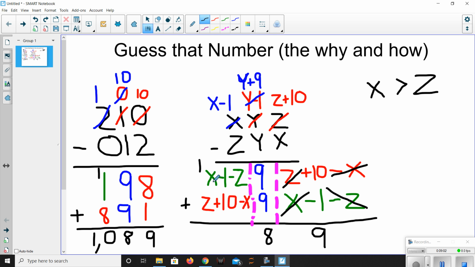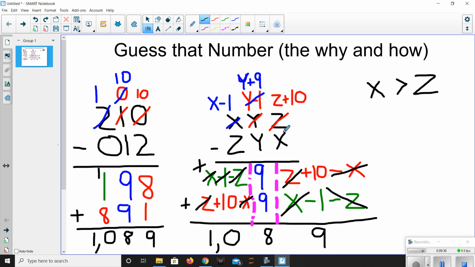So same thing, we're going to look. We have a positive x here and a negative x, so that's going to cancel out. We had a negative z plus a positive z, so that ends up canceling out. We have a 1, and then we had a negative 1, so positive 1, negative 1, that cancels out. And now we're just left with 10. And there you have it.